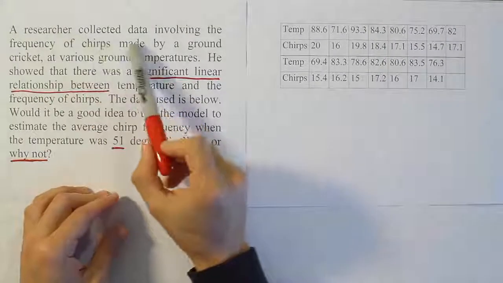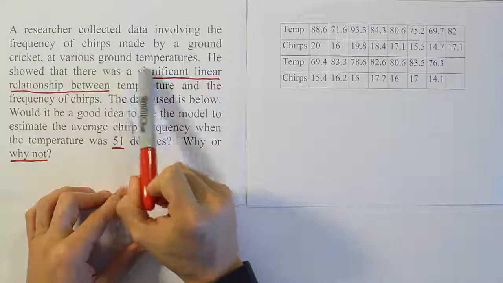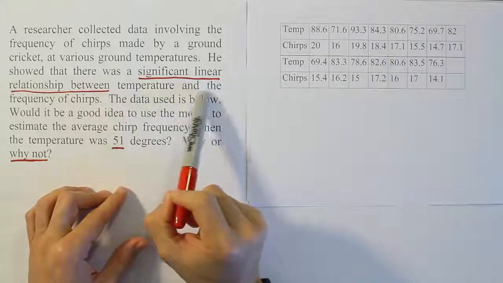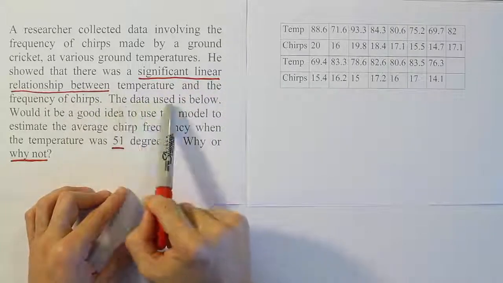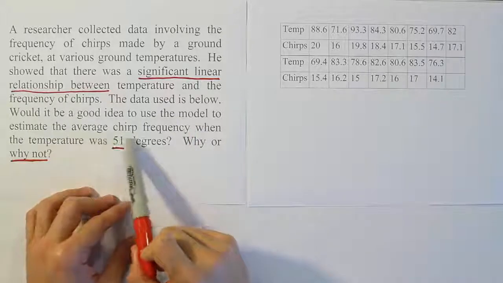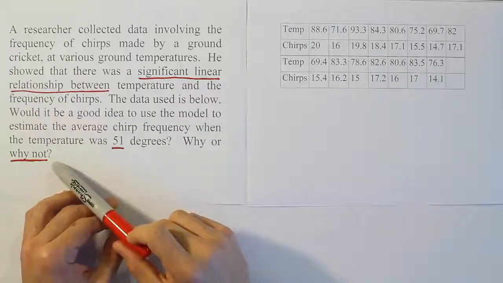A researcher collected data involving the frequency of chirps made by a ground cricket at various ground temperatures. He showed that there was a significant linear relationship between temperature and the frequency of chirps. The data used is below. Would it be a good idea to use this model to estimate the average chirp frequency when the temperature was 51 degrees? Why or why not?